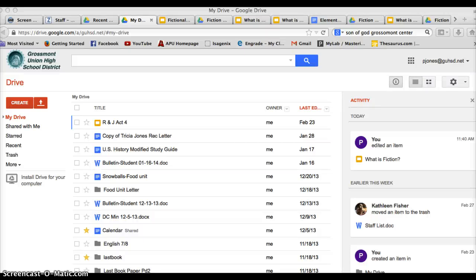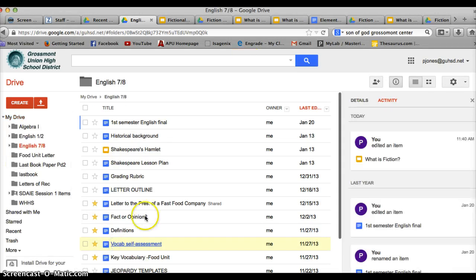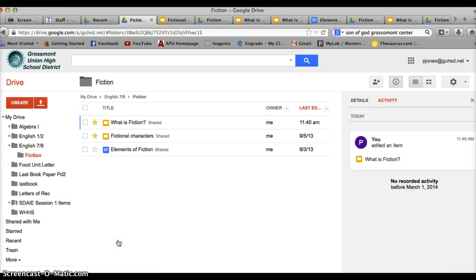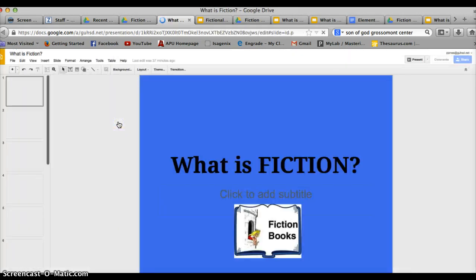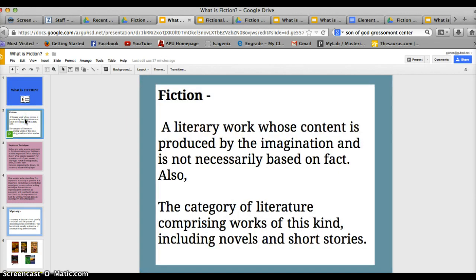In my Google Drive account, where I'm teaching 11th, 12th grade English, and within that folder I will find a folder called Fiction. That is the unit we will be working on. The first presentation, we want to learn about what is fiction, what makes it different than nonfiction, what types of genres are there to read within fiction.